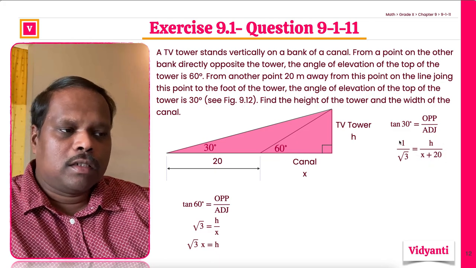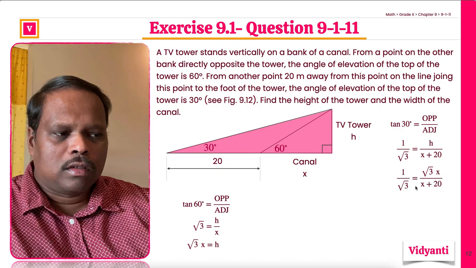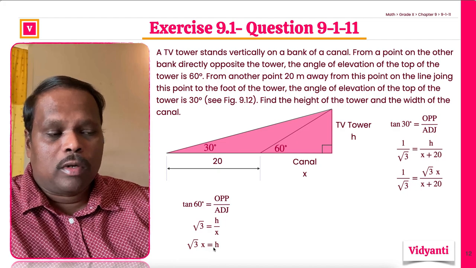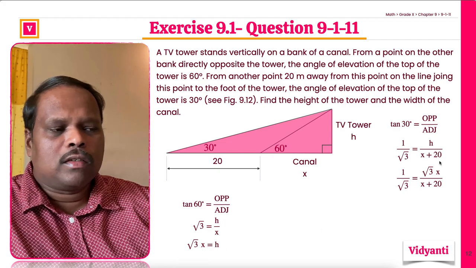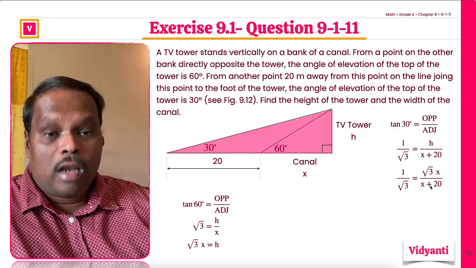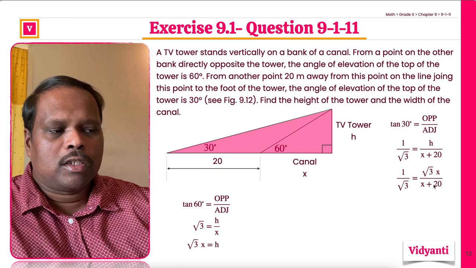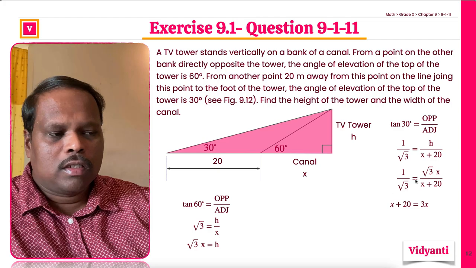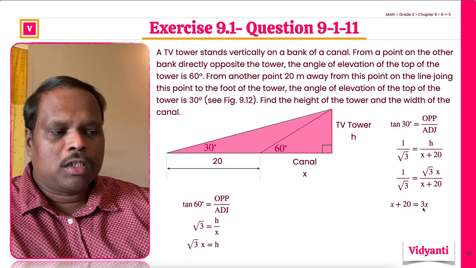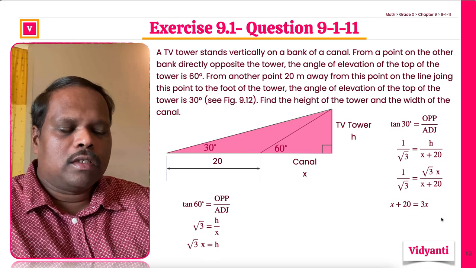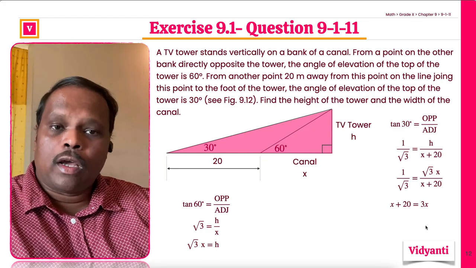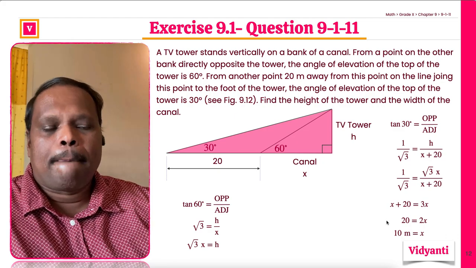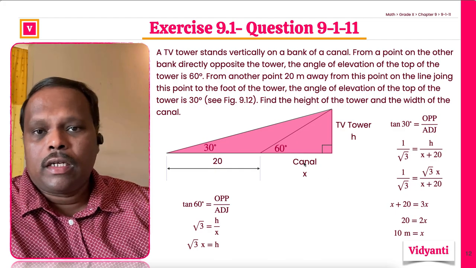Now, if you do the cross multiplication, X plus 20 times 1, which is, oh, by the way, since I have two unknowns, I don't like that. So I'm going to replace one of them. H is already √3X, so I'm going to replace H by √3X. Now I will do the cross multiplication. X plus 20 times 1 will be X plus 20 as it is. And √3X times √3 will give you 3X. X will be sent to the other side. So that will be 2X equals 20 and X will be 10. So the width of the canal is actually 10 meters.